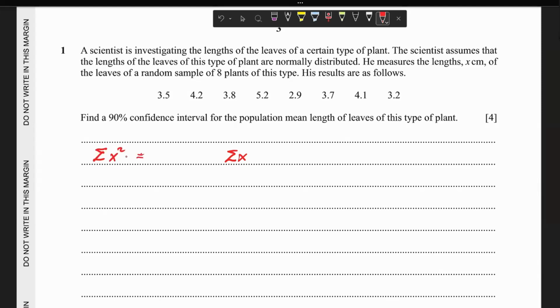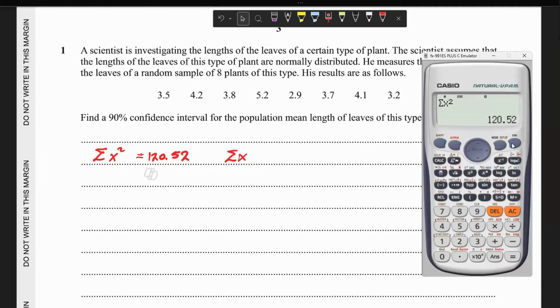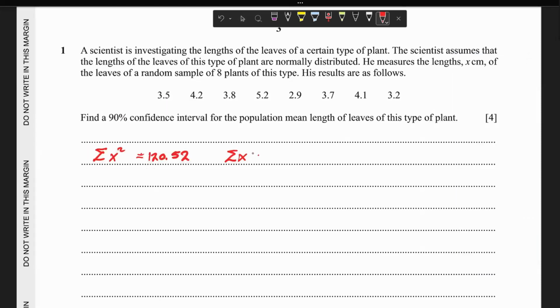So we have 120.52. And we can also find the sum of x, that's option 2, as 30.6. So we have 30.6, right? We also are going to need the critical T value.